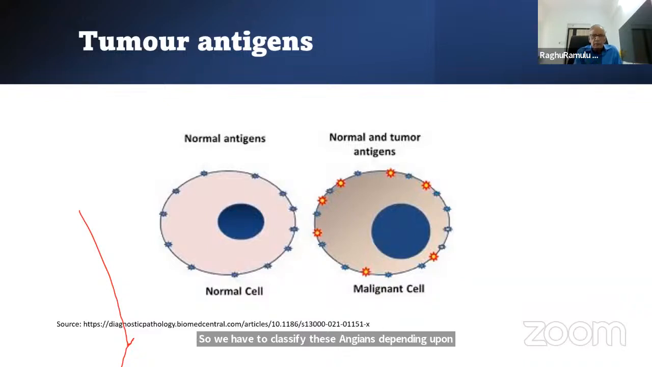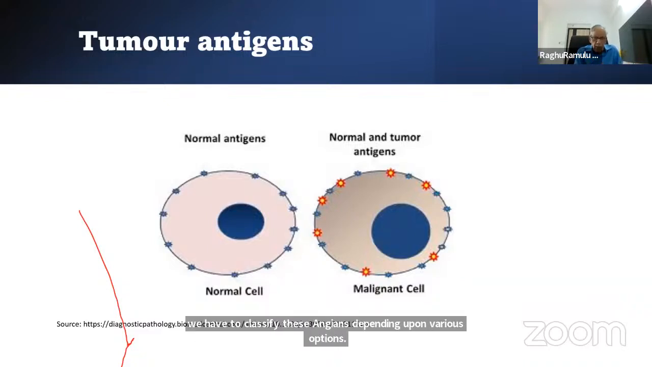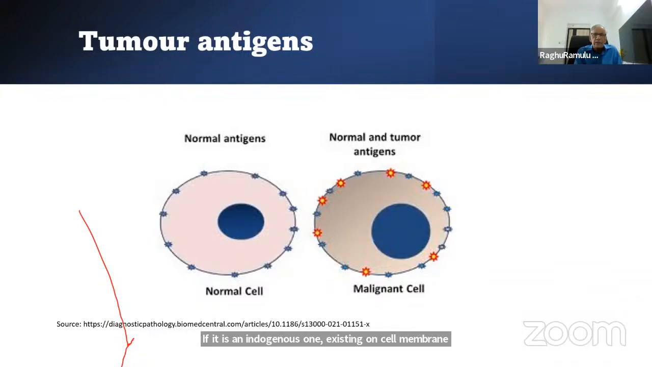If it is an endogenous one, it is existing on the cell membrane, like the RBC. If it is a tumor antigen occurring on the surface of the cell membrane, it is harmful. Tumor antigens are always harmful. Sometimes they escape the detection mechanisms, the tumor forms, the malignancy increases, and it goes on destroying the body, and later on it is detected. But that is a different story.